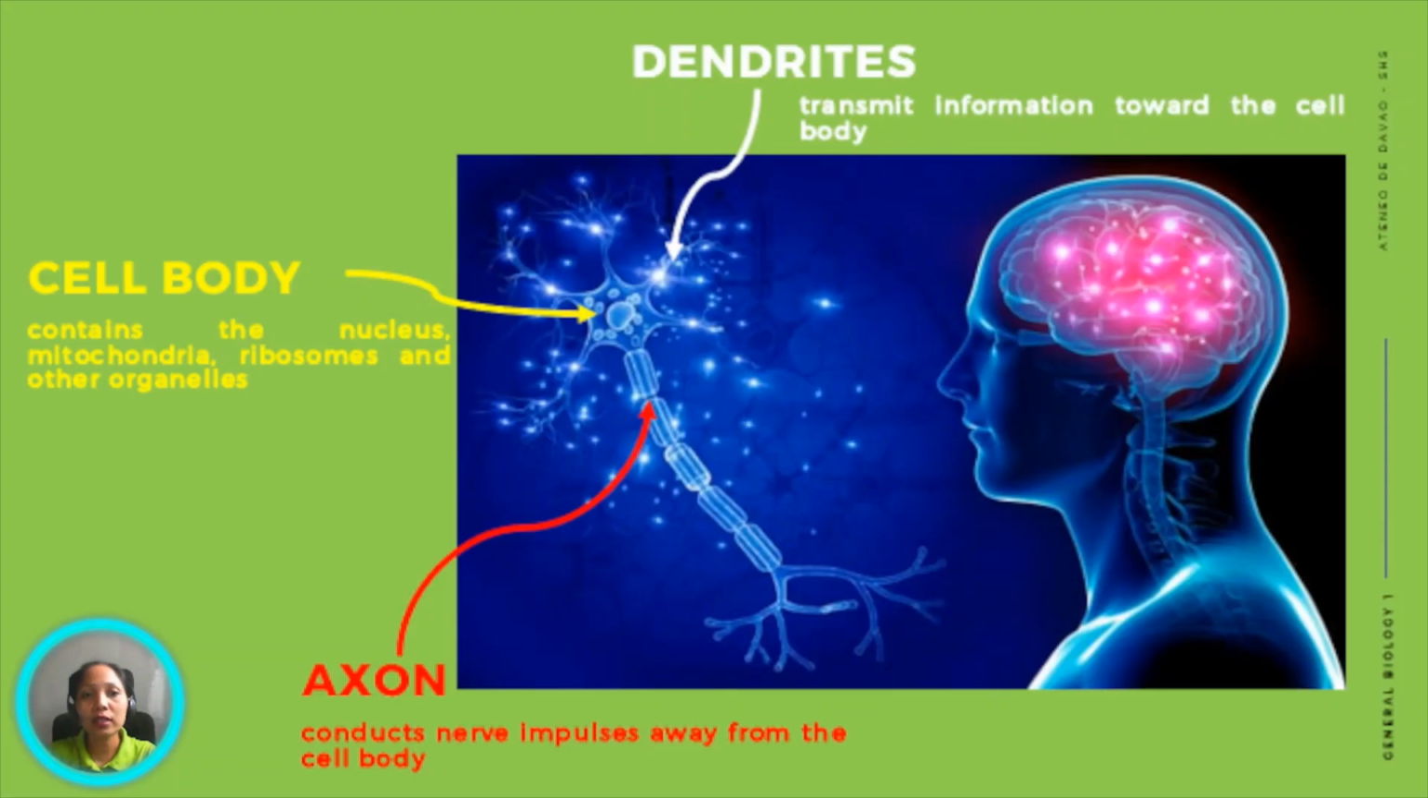The neuron is made up of the dendrites, which transmit information towards the cell body. The cell body contains the nucleus, the mitochondria, ribosomes, and other organelles. The electrical impulse is then passed on to the axon. This axon conducts nerve impulses away from the cell body.